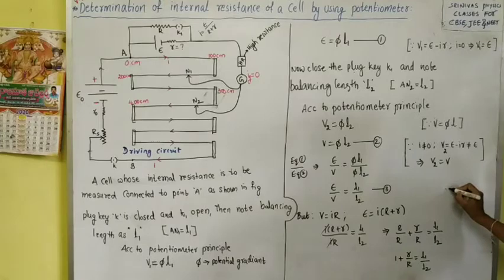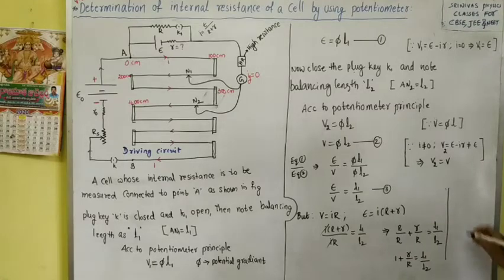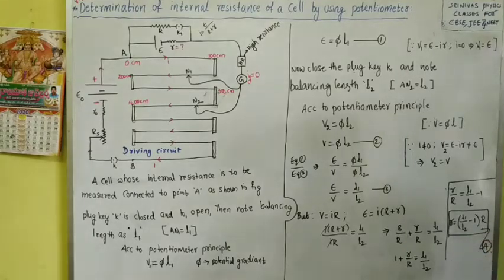We can continue here. Small r by capital R we will get as L1 by L2 minus 1. This plus 1 goes to the right side. Then I want the small r. Small r is equal to, finally we will get, L1 by L2 minus 1 into capital R. This is the final formula to find out the internal resistance of a cell. This is equation 4.